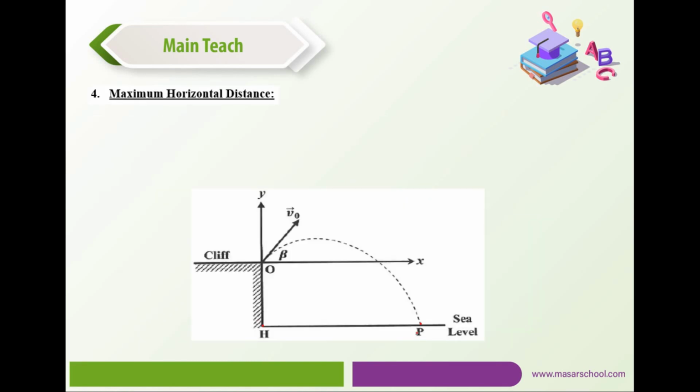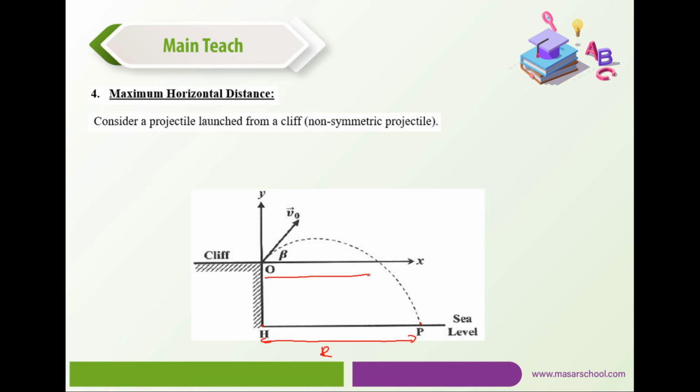Now section 4, maximum horizontal distance. Consider a projectile launched from a cliff, a non-symmetric projectile. Now here we can discuss two things. We have introduced the range as the maximum horizontal distance, but remember that definition is for a symmetric projectile. Here we can make two arguments. We can say that this is the range, or this is the range. However, according to our definition, because the range is related to a symmetric projectile, that would be the correct definition of the range, and this is not the range.